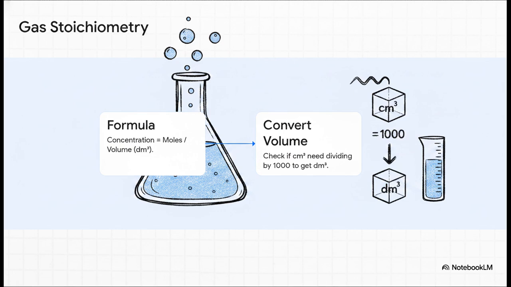This builds perfectly into an actionable checklist for stoichiometry calculations. When you're working out gas questions, it's a simple 2-step process. Step 1, you rely on the core formula. Concentration equals moles divided by volume in cubic decimeters.